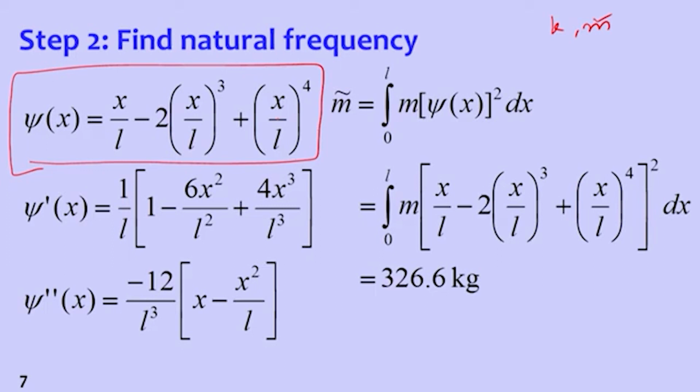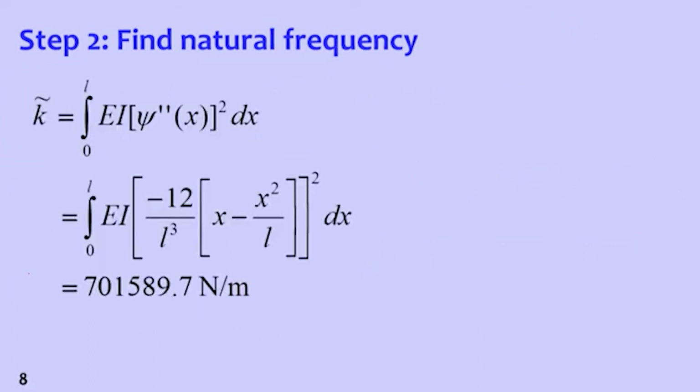So at x is equal to 0, psi is equal to 0, and at x is equal to L, psi is equal to 0. You can see at x is equal to L, this becomes 1, this becomes 1, this becomes 1, so 1 minus 2 plus 1 is 0. So at x is equal to L this is satisfied, and at x is equal to 0 also it is satisfied. Now we get the mass. If you substitute this one in this one, 326.6 kg is the mass. Then we need to use the x double prime term in the calculation of stiffness.